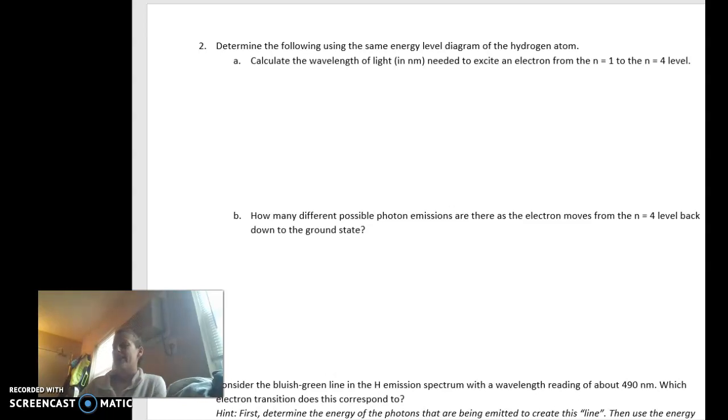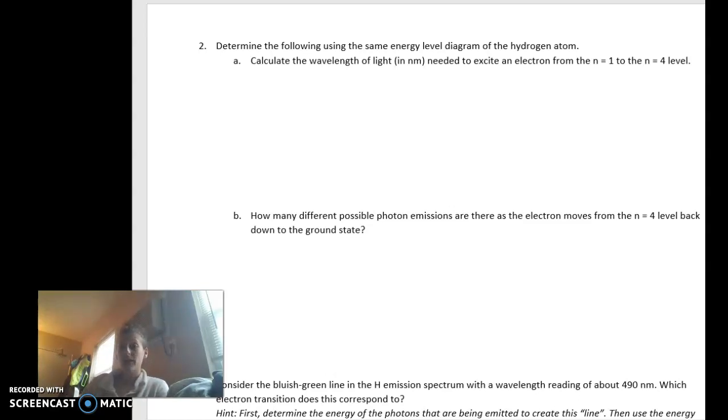First we look at the model of the atom, and we see that at n equals 1, it would need 2.179 times 10 to the negative 18th joules to leave. And at n equals 4, it would need 0.136 times 10 to the negative 18th. To find the energy absorbed, we find the difference between those two values. We find that the energy absorbed from n equals 1 to 4 is 2.043 times 10 to the negative 18th joules.